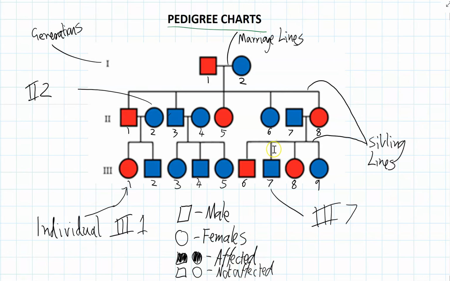So let's look back at these individuals here. So individual 2, 2, she is a circle, so she's a she, biologically, and she is not affected by this trait. So she's an unaffected female. Individual 3, 1, she is affected. She's a female as well, whatever trait we're talking about. And individual 3, 7 is a male, and he is not affected in this case.